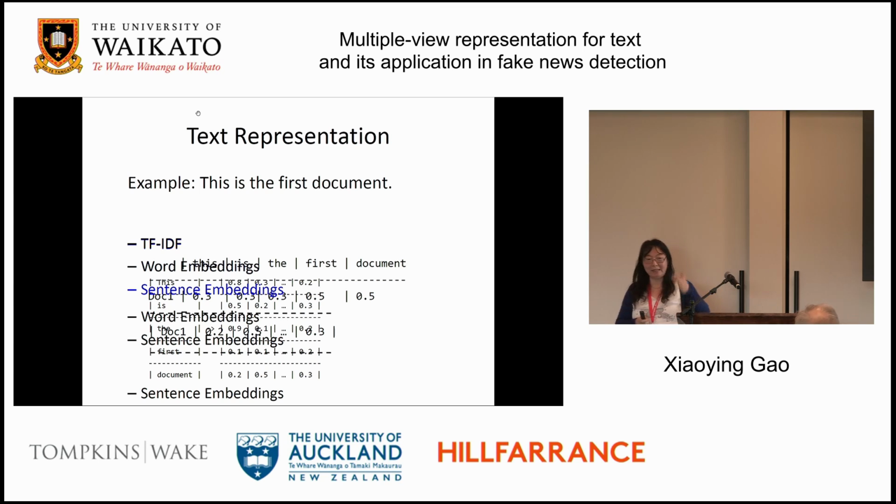Like the typical one, TF-IDF, is a very old one. It gives you a very sparse vector. And the recent ones, embeddings, give you a very dense vector. You can imagine it as a dictionary, right? Each word gives you a long vector of like 300 dimensions. Or one sentence gives you an even longer, like 700 dimensional vector.